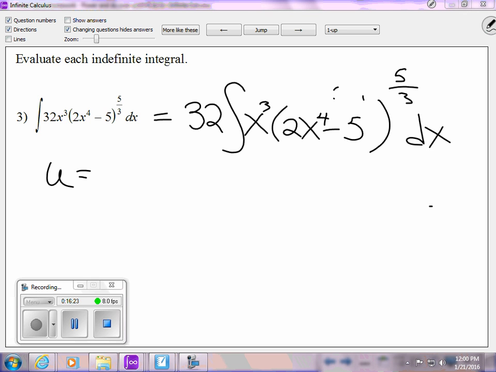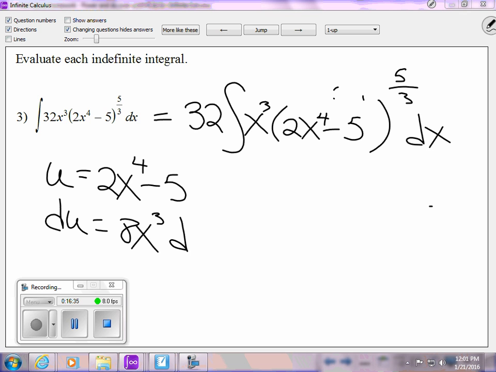So u equals 2x to the 4th minus 5. So what is du? Take the derivative, get du. Okay, let's make sure we got them. We got to have the 8, the x cubed, the dx. We missing anything? The 8. Put it in anywhere you want between. I'm putting it right there. So on the outside, 1/8.